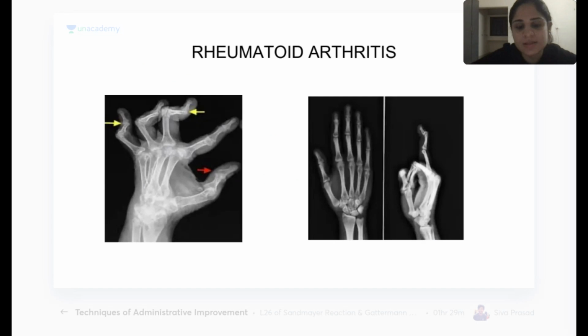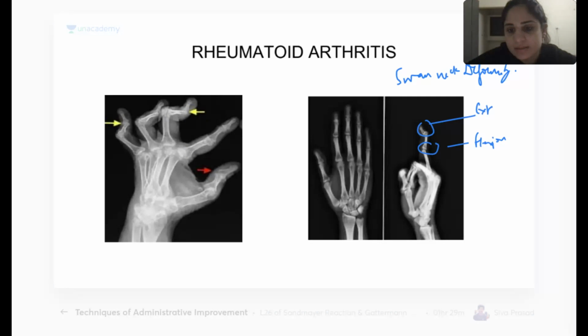Now, what is this appearance that I told you? This one was swan neck deformity. So what are you getting in swan neck deformity? You're getting flexion of the proximal interphalangeal joint and extension of the distal interphalangeal joint. That is your swan neck deformity.